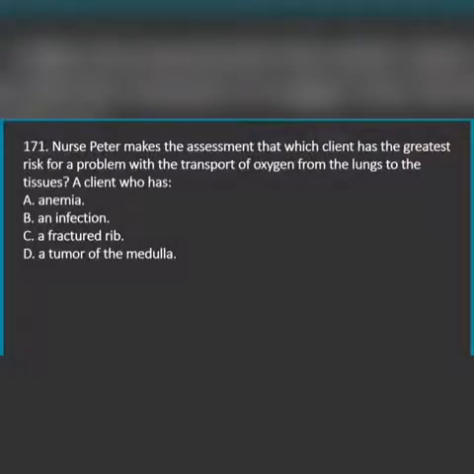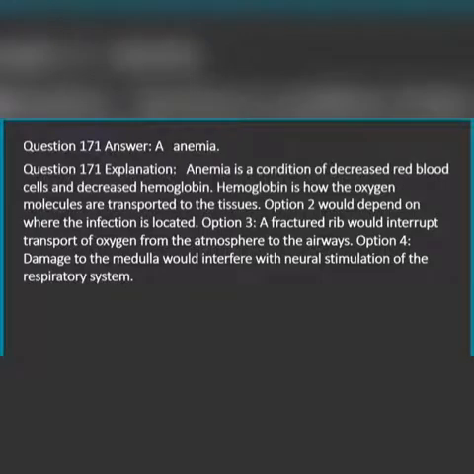A client who has A. Anemia, B. An infection, C. A fractured rib, D. A tumor of the medulla. Question 171. Answer: anemia. Explanation: anemia is a condition of decreased red blood cells and decreased hemoglobin.